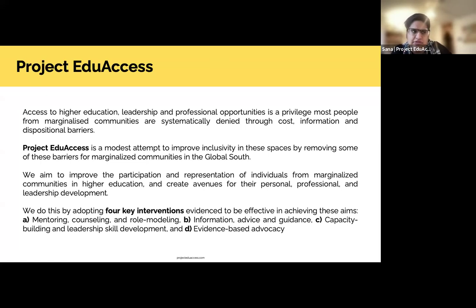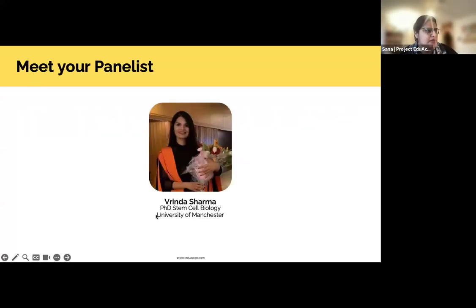We aim to improve the participation and representation of individuals from marginalized communities in higher education and create avenues for their personal, professional, and leadership development. We do this by adopting four key interventions, evidenced to be effective in achieving these aims, which are mentoring, counseling, and role modeling, providing information, advice, and guidance, capacity building and skill development, and finally, evidence-based advocacy.